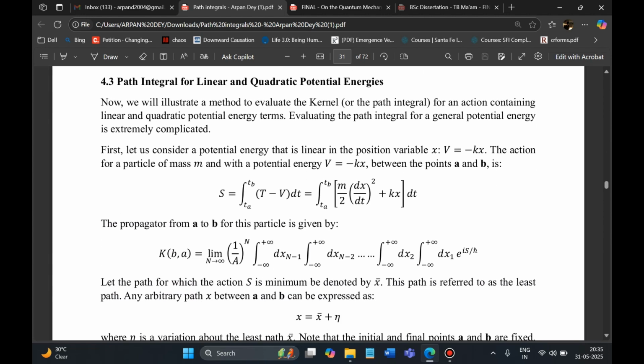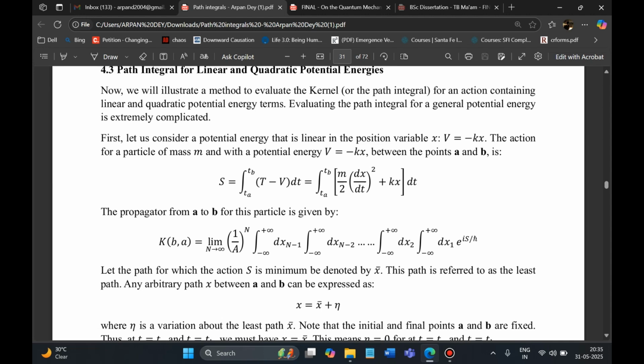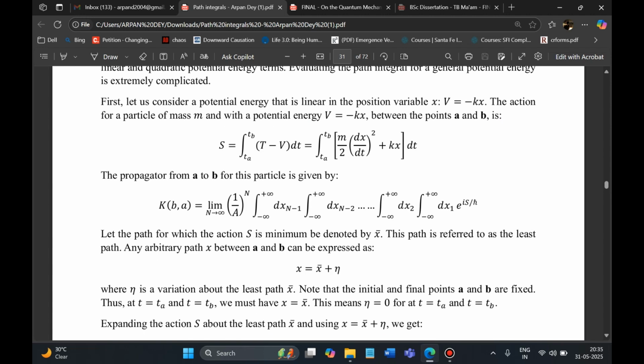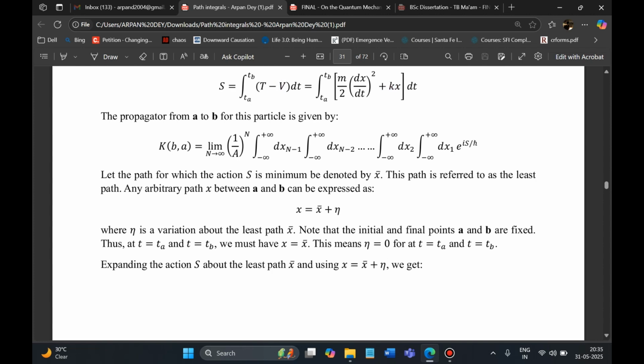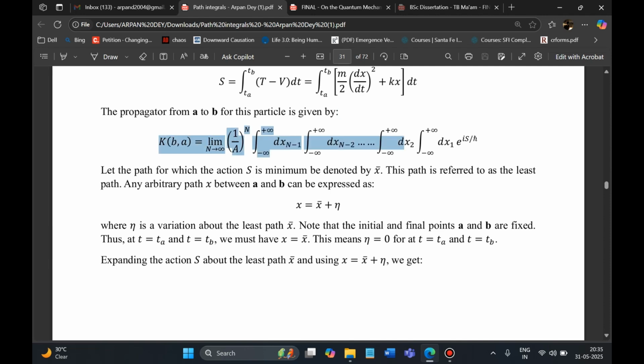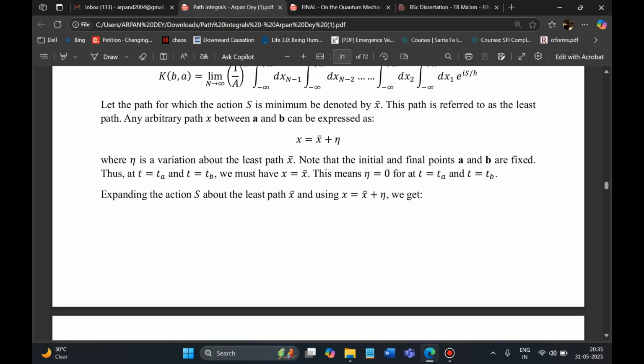Now first let's consider a potential that is linear, like V equals minus kx, this form of potential. So the action will be the same thing. In place of minus V we'll be writing plus kx, because V is minus kx now. And again, this is the expression for the kernel. Now here we'll be following a different algebraic method, you can see.